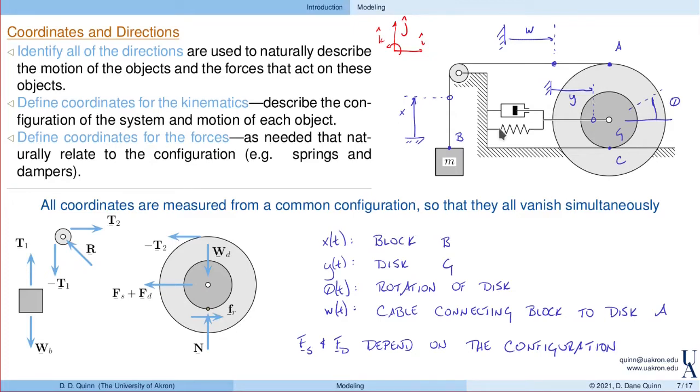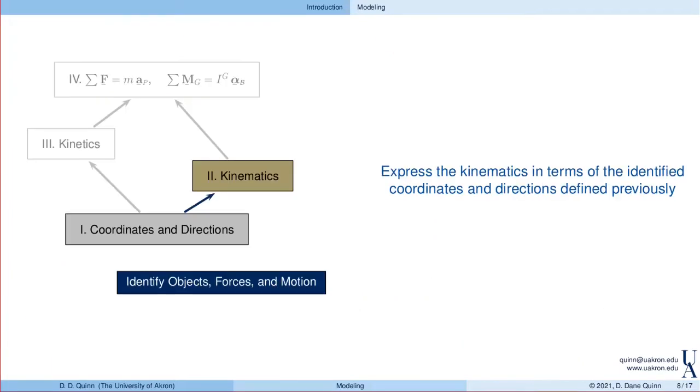But I do need to make sure that I have a coordinate that describes the force in the spring and the damper. And y serves both purposes. Okay, so awesome, right? I have coordinates that I can use. I've got the directions defined. Let's go on. In our flowchart, what comes next?